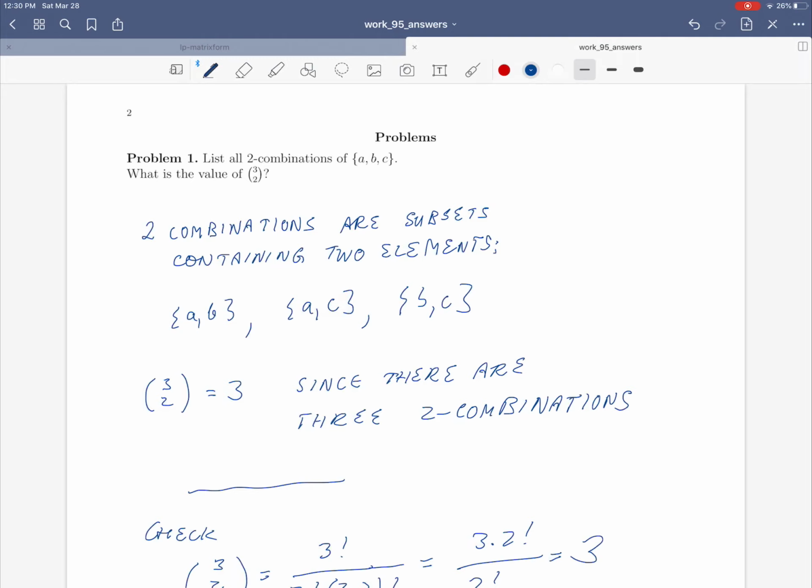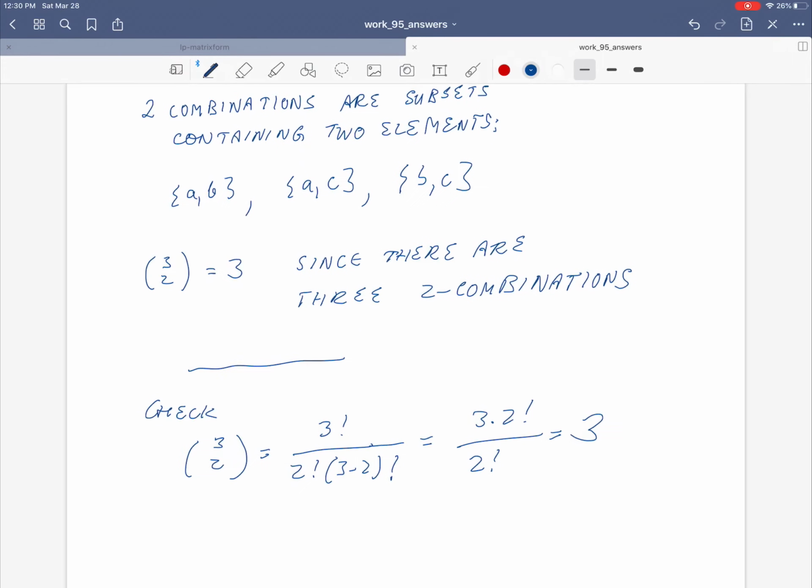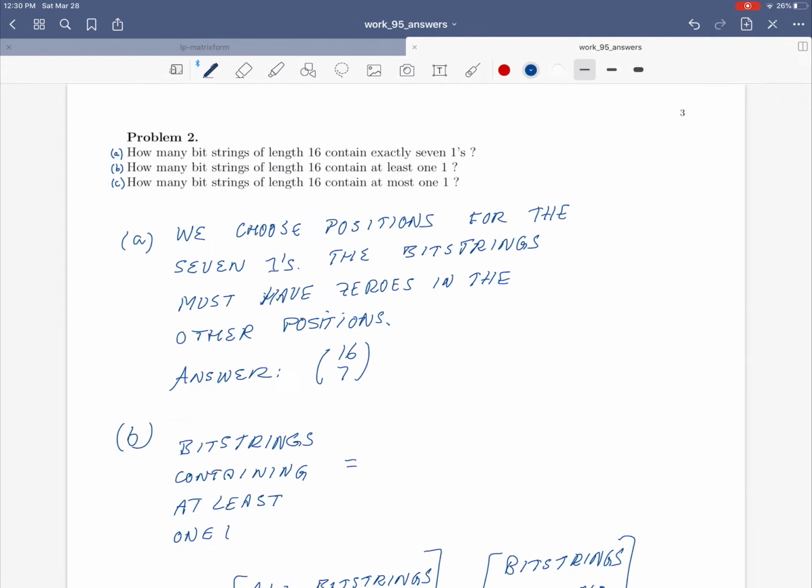Two-combinations are subsets containing two elements. So there are AB, AC, BC, and there are 3 of them. And when we check, 3 choose 2 by the formula is 3 factorial divided by 2 factorial times (3 minus 2) factorial. 3 minus 2 factorial in the denominator is 1. And 3 factorial is 3 times 2 factorial, divided by 2 factorial is 3. So it agrees with our list.